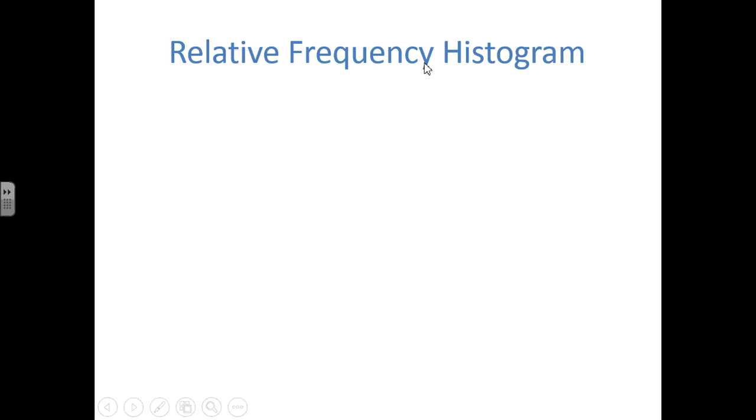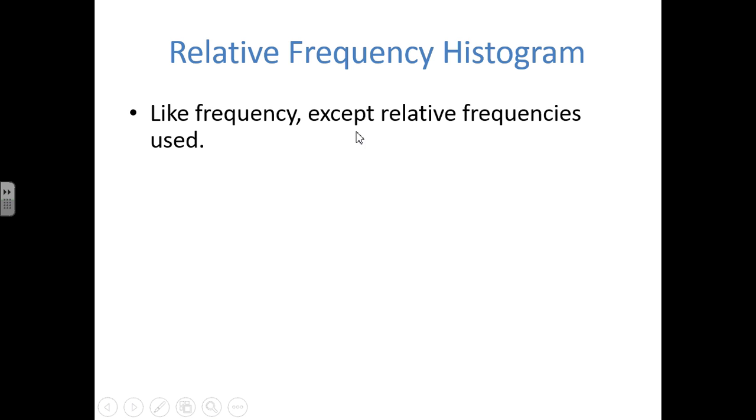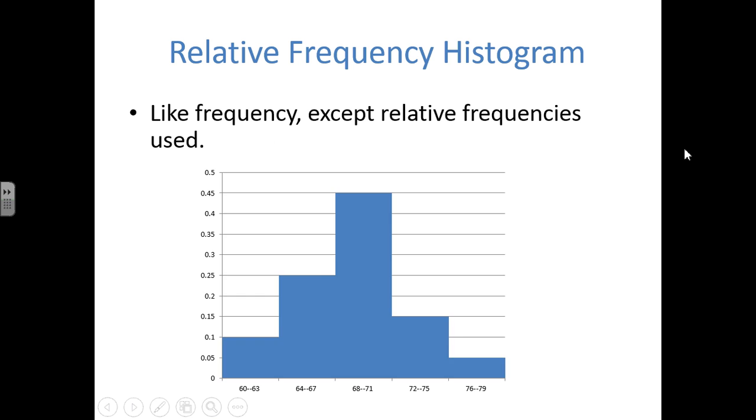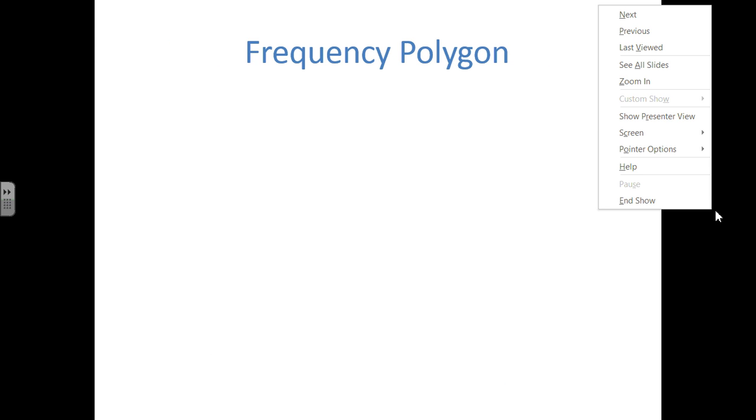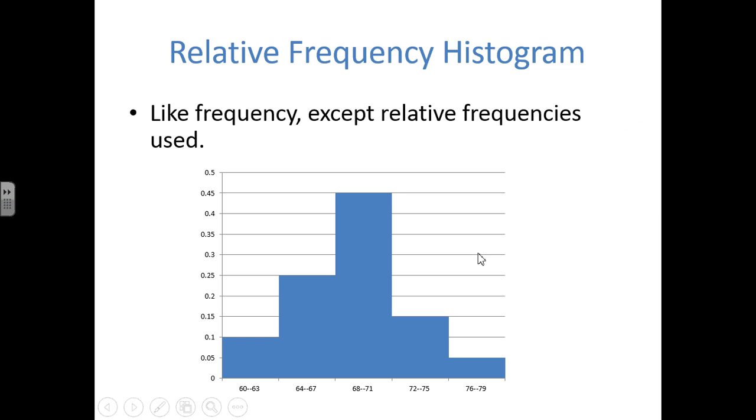We can also do a relative frequency histogram. The only difference is that we'll be using the relative frequencies on our vertical axis. And here are the relative frequencies. Recall that the relative frequency of class 3, here's class 3, was 0.45, 45%. So this is a relative frequency histogram for our example. A frequency polygon, let me go back just a second and show you.